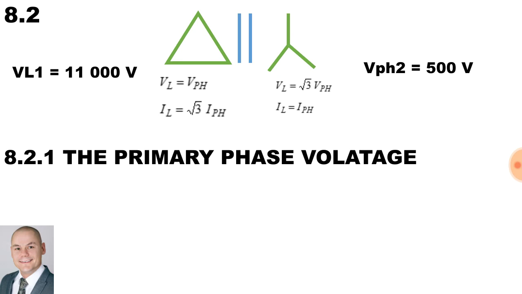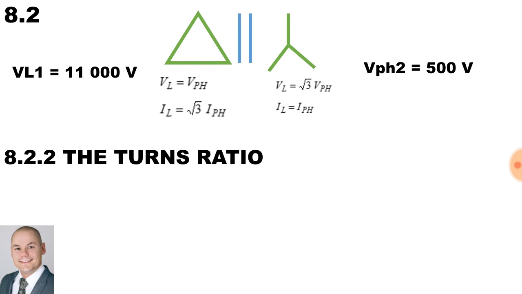It's also important to note that for delta, VL is equal to V phase, and for star, IL is equal to I phase. Now, on the primary side, we've got a line voltage of 11,000 volts, and on the secondary side, we have a phase voltage of 500 volts. Now, if you look at the primary side, because VL is equal to V phase, it means that the line voltage and the phase voltage on the primary side will both be 11,000 volts. Therefore, the first question, what is the primary phase voltage? And they are exactly the same. It's 11,000 volts.